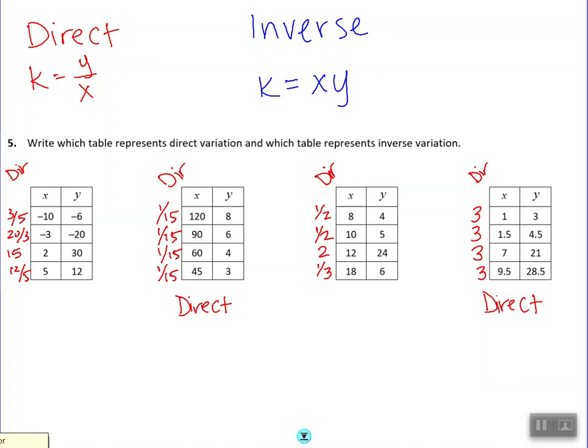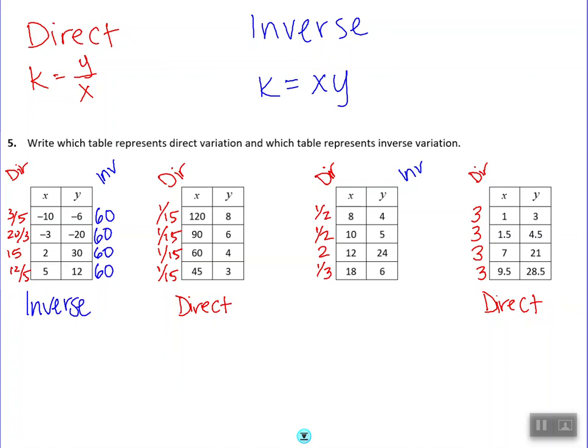Let's check and see if they are inverse. On the right side, I'm going to write the k for inverse. And to do that, I need to do x times y. Negative 10 times negative 6 is 60. Negative 3 times negative 20 is 60. 2 times 30 is 60. 5 times 12 is 60. So this one is inverse.